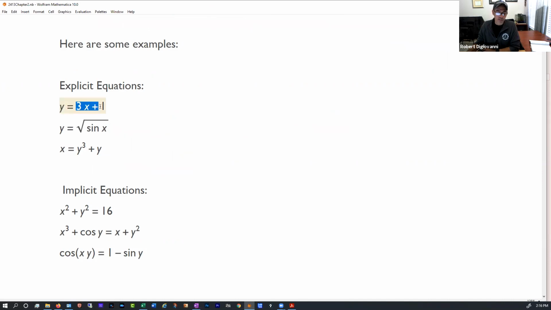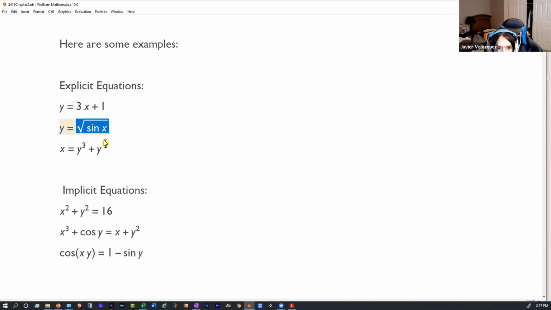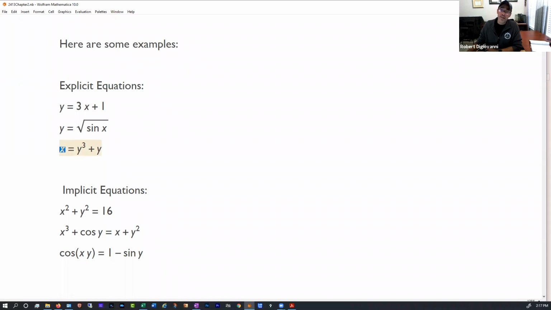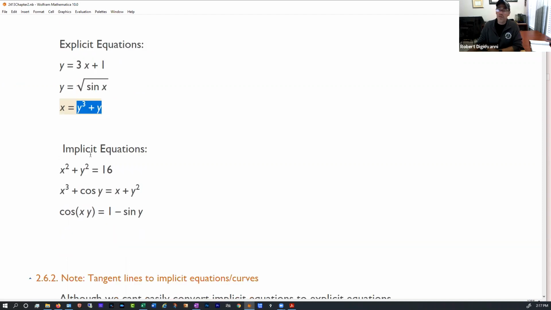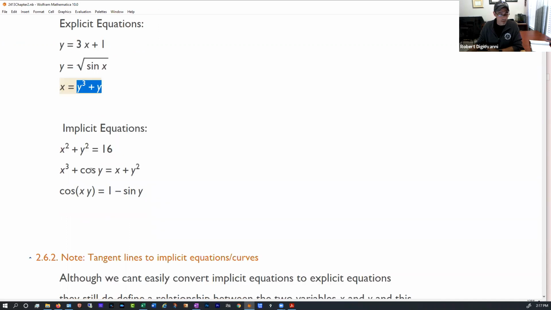See, y is now on the left side and x is here. Here, y is solved for and I have x's here. So the y's and the x's are separated and we have y by itself. Also, if you can get x by itself and have nothing but y's on the other side, that is also an explicit equation. As long as you can solve for one of the variables, then you're looking at an explicit equation. Implicit equations are equations where you cannot solve for y or x.